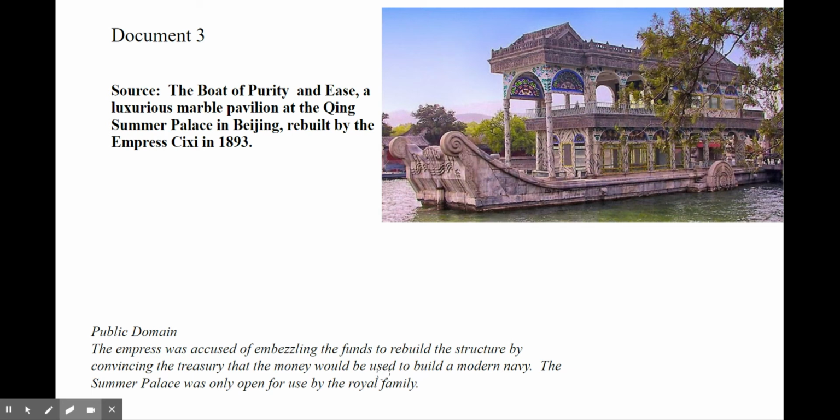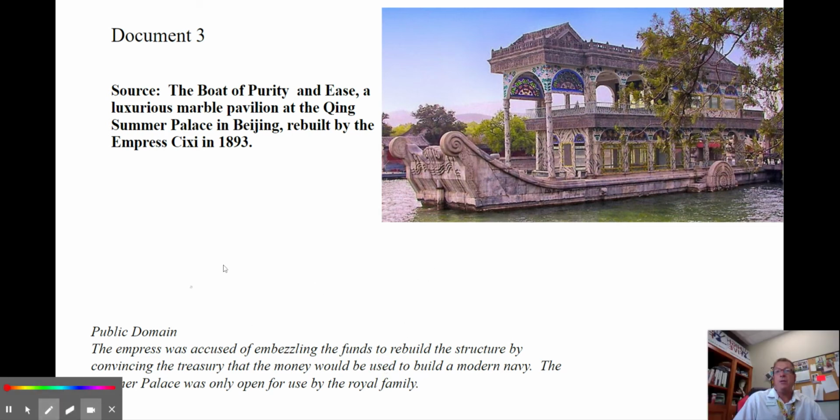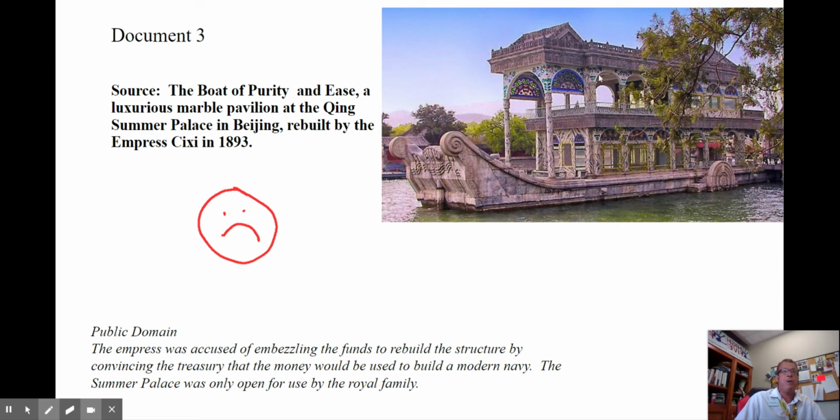Again, they're not outright telling you what her approach is, but you can start to piece the things together here and see that it's not looking a whole lot like it was over there with the other two. So document 3 smells a little different. If I were going to give her an emoji, I would say she is not for it. She does not like it because she's built this colossal rock boat that will not float. It will not go anywhere. It will not do any kind of battle.